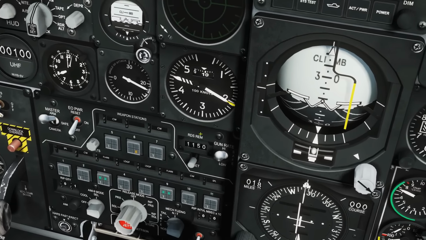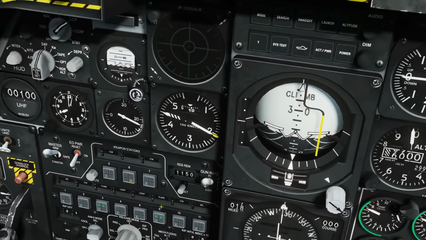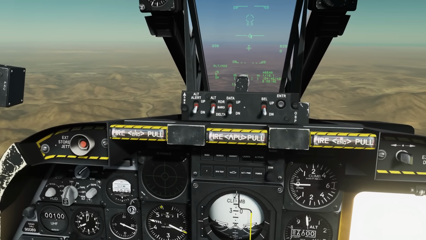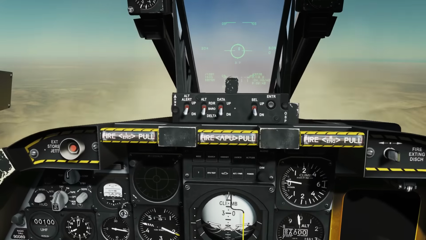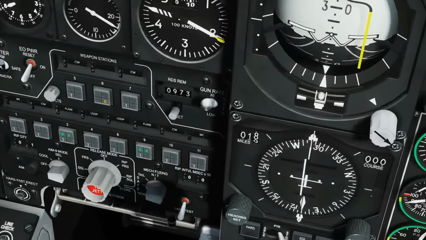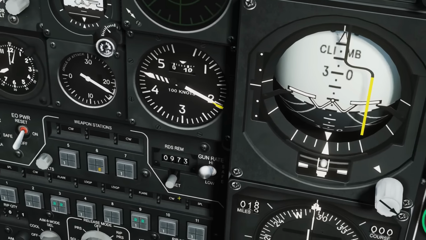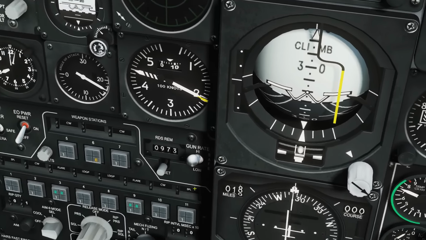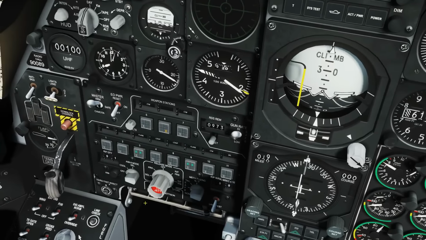Next we've got the gun. Here are the amount of rounds we've got in our gun, and let's go and fire our gun if I can remember how to. Go like that. Stop. And you can see we've now got 973 rounds. We've got the gun rate, high and low switch. As far as I'm aware, in the A-10A, that's not configurable.